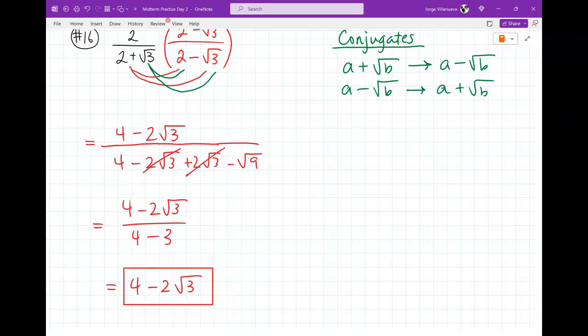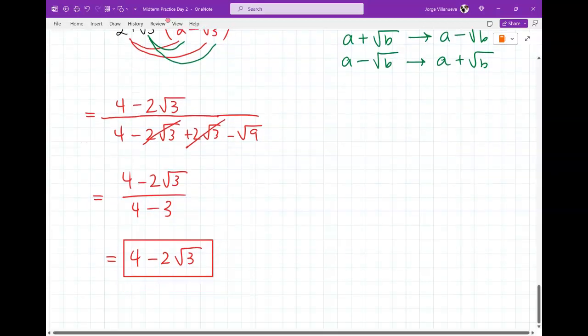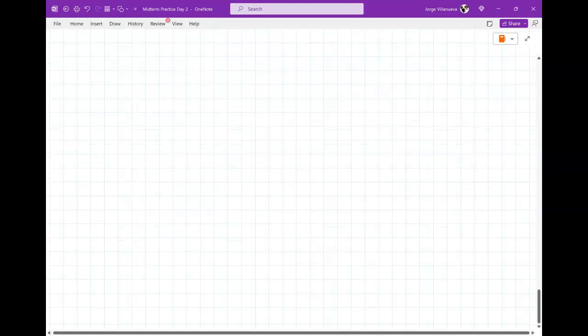It'd be that over 1, but we don't have to put it over 1. And I think, let me double check. Yeah, that is the last problem.